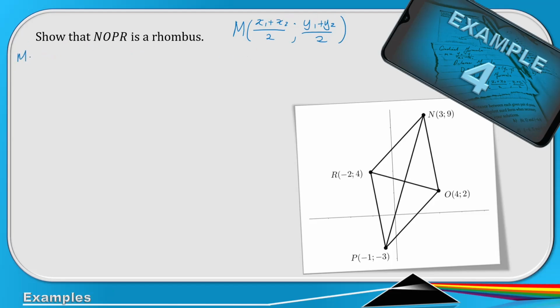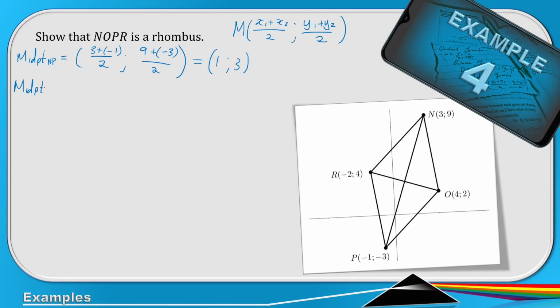Now the midpoint of NP. Okay, so just to write the coordinates, 3 plus -1 over 2. And for the y values, 9 plus -3 over 2. Okay, so this is then 2 over 2, because that just becomes 3 minus 1. So it's 2 over 2, and that gives us 1. And then 9 minus 3 is 6. 6 over 2 is 3. Okay, that's our coordinates there.